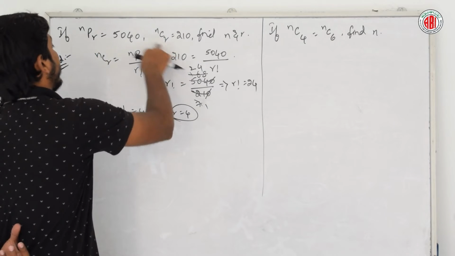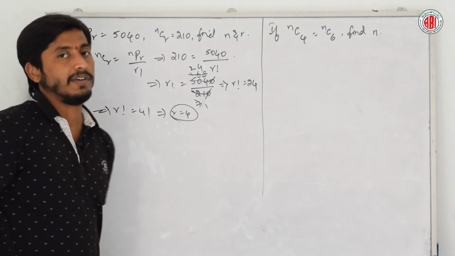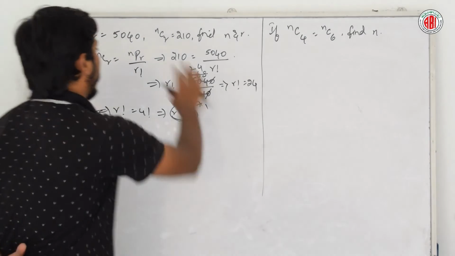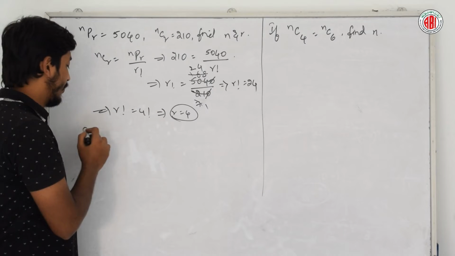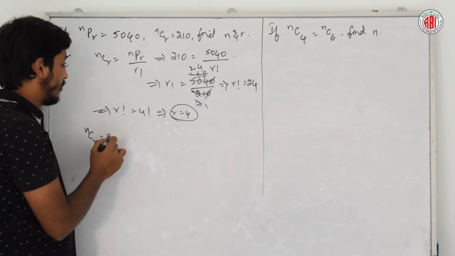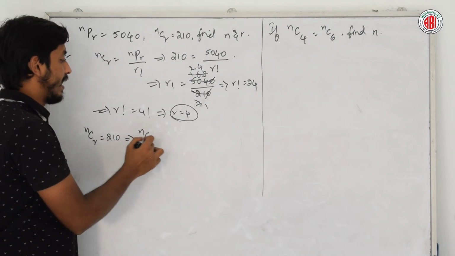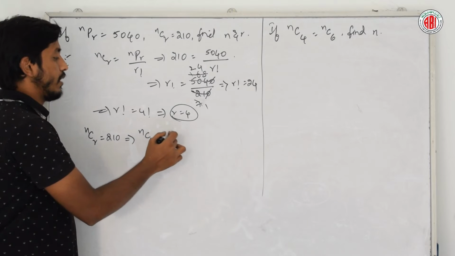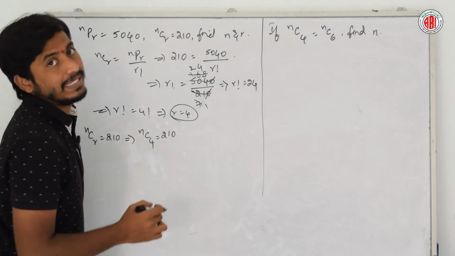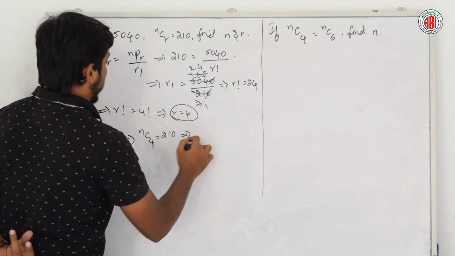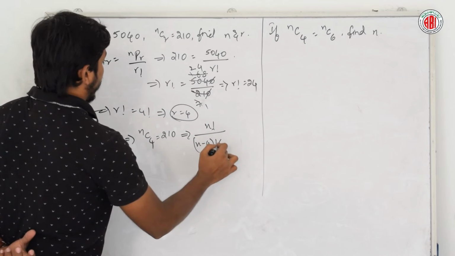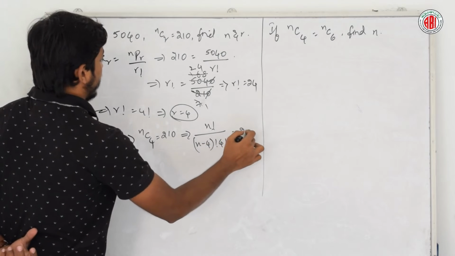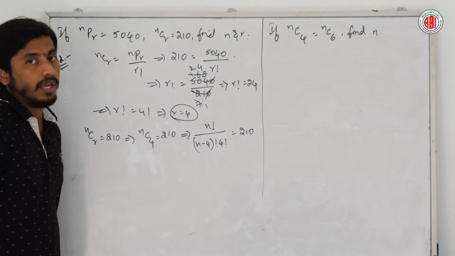Let us substitute either in this or in this so as to find the value of n. It's better we substitute in nCr, at least we have a smaller number. So nCr is 210. It means that nC4 is 210. What's the formula of nC4? That is n factorial by (n minus 4) factorial into 4 factorial. That is 210. Is it okay?